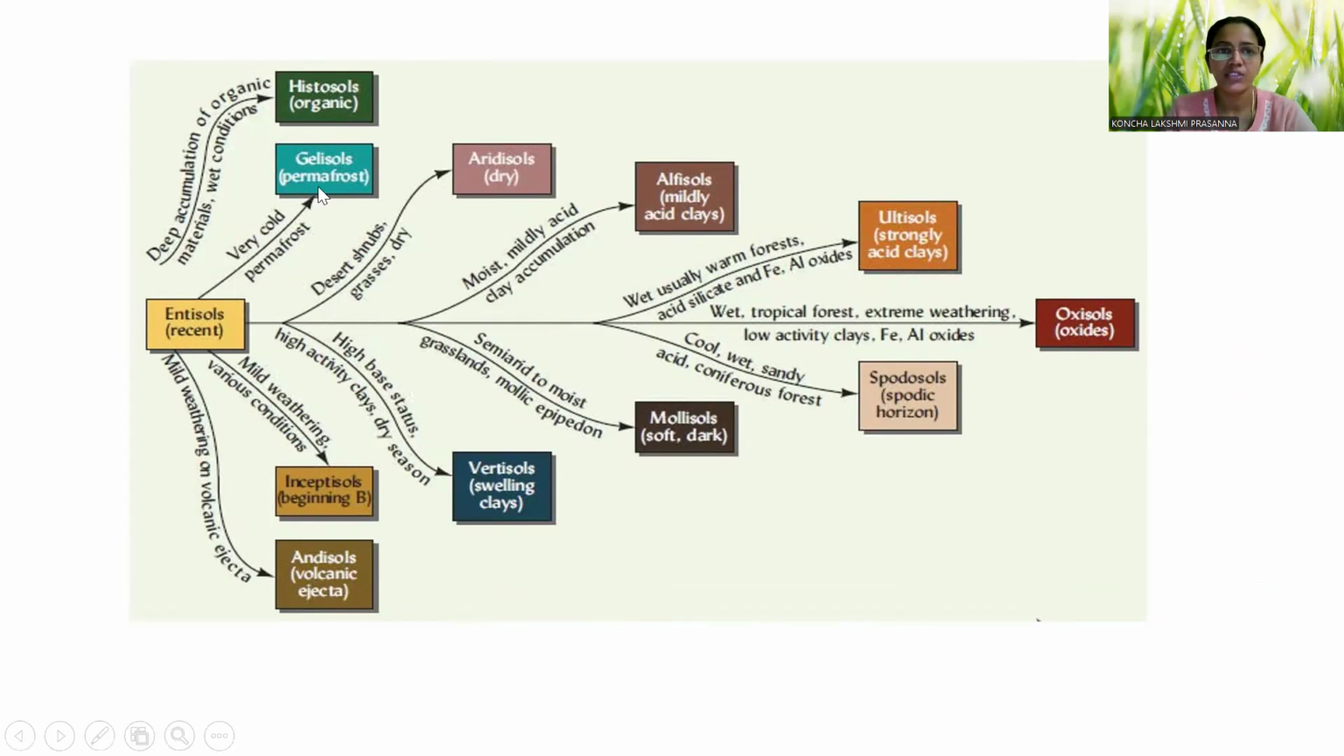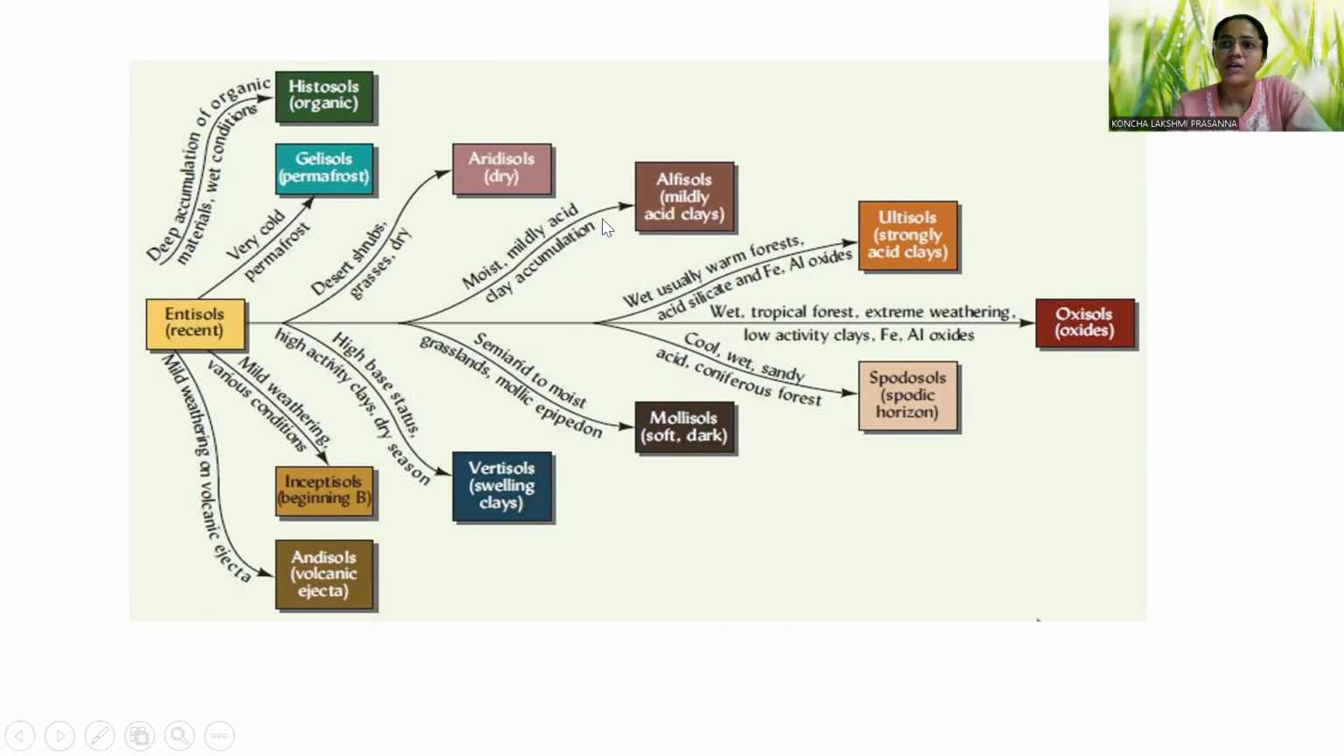Next is the Gelisols. Gelisols are those soils having permafrost present in them. Next is the Inceptisols. Inceptisols are the beginning of soils. Next is the Andisols. Andisols come from volcanic ejecta. Next is the Vertisols. Vertisols show swelling and shrinkage of clays.